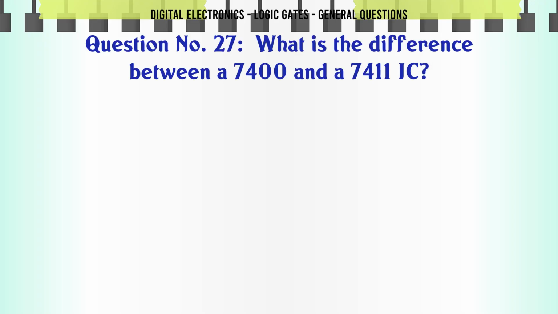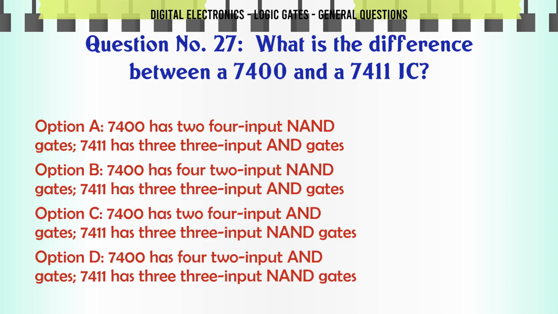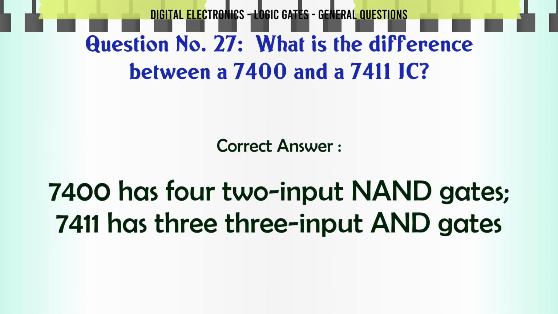What is the difference between a 7400 and a 7411 IC? A. 7400 has two 4-input NAND gates. 7411 has three 3-input AND gates. B. 7400 has four 2-input NAND gates. 7411 has three 3-input AND gates. C. 7400 has two 4-input AND gates. 7411 has three 3-input NAND gates. D. 7400 has four 2-input AND gates. 7411 has three 3-input NAND gates. The correct answer is 7400 has four 2-input NAND gates. 7411 has three 3-input AND gates.